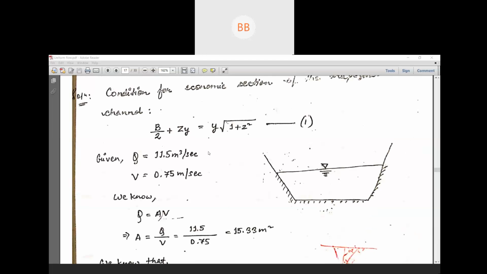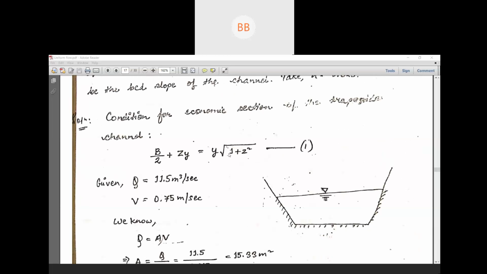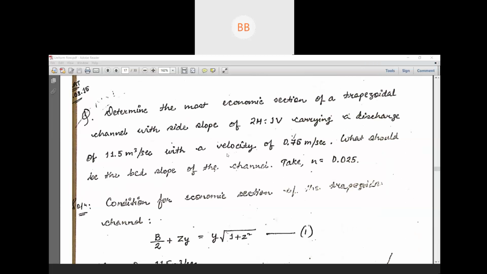At least first try to solve it on your own, because this type of numericals you have already solved in third semester.